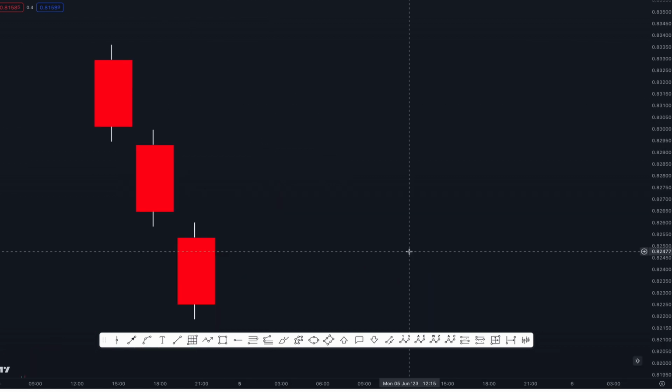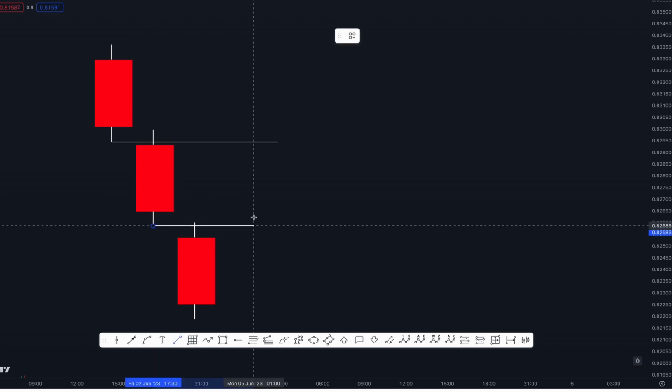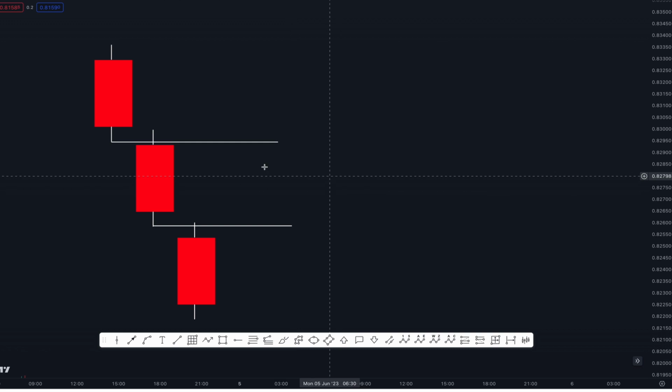A fair value gap is a space between wicks of the candlesticks. As you can see from here guys, we have this wick, this low of the wick, and even this high of this bearish candlestick. So once we see that this candlestick here and this one here have a space between the wicks like this, and then we have another space in between, this space here will be your fair value gap in the market.